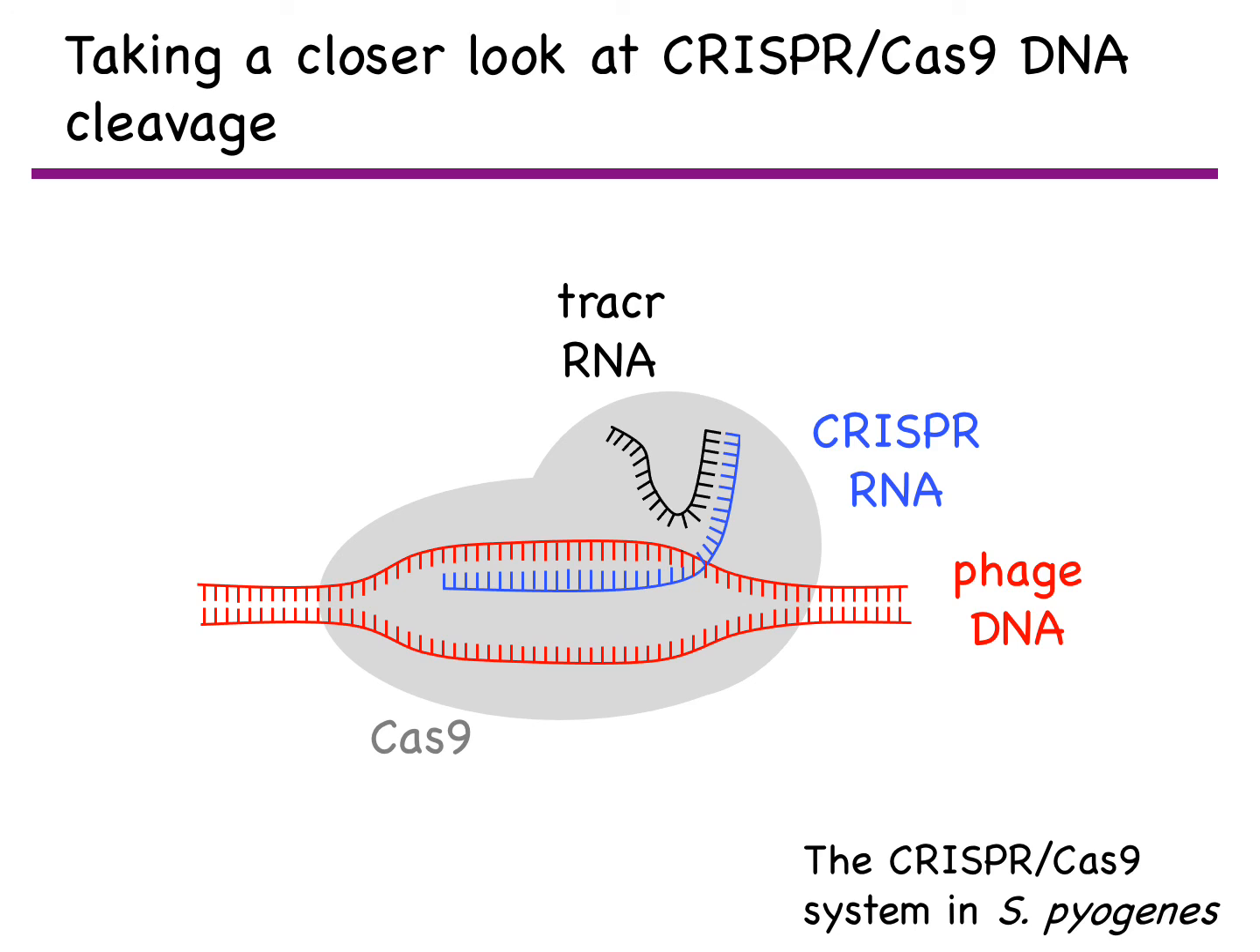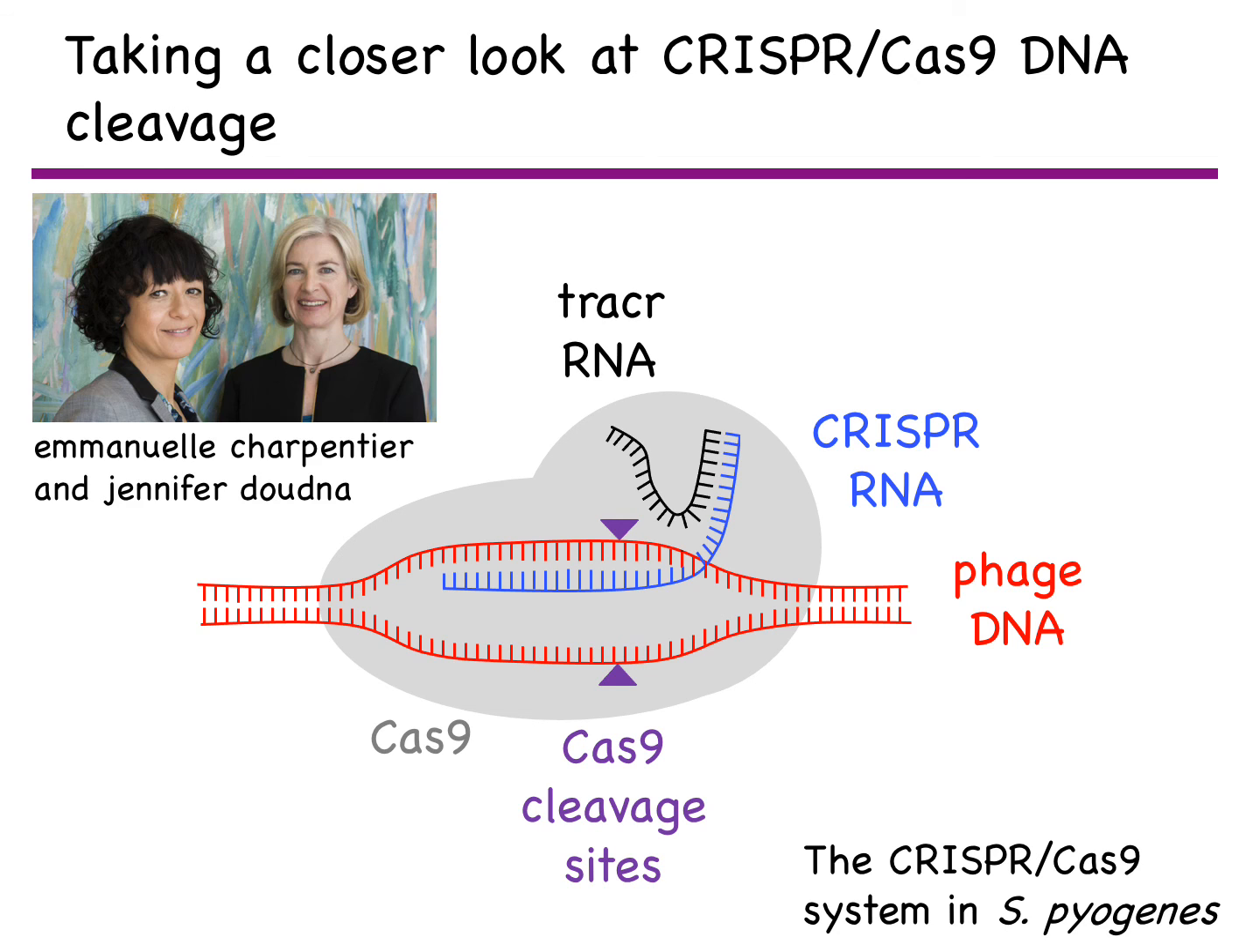So the CRISPR RNA in complex with Cas9 goes to the portion of the phage DNA that it's complementary to. The double strand of the phage DNA opens up, and the CRISPR RNA base pairs with one of the two strands, the strand that it's complementary to. And then after this base pairing occurs, the Cas9 protein, which is the nuclease, cuts the phage DNA on both of its strands in the same location.